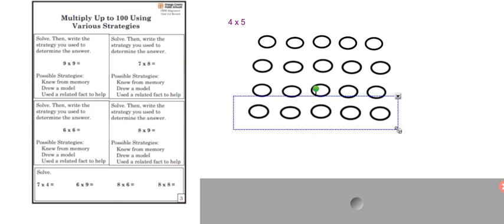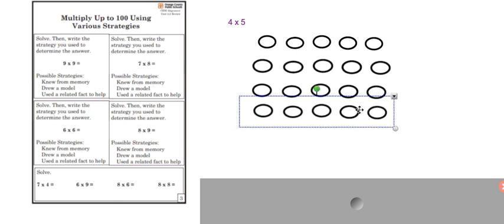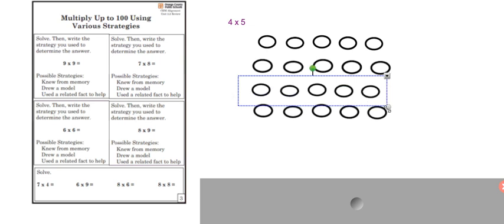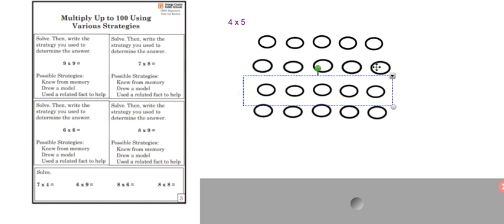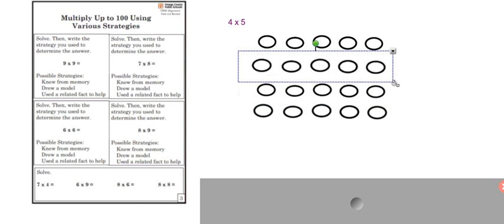You can do it in either direction. You can do 4 rows of 5 or 5 rows of 4. Either way, you will get to the same answer, the same product, okay? So 4 rows of 5 equal to, let's see, 1, 2, 3, 4, 5. I'm going to write a 5 right here. 6, 7, 8, 9, 10. Okay, because 5 plus 5 is 10.